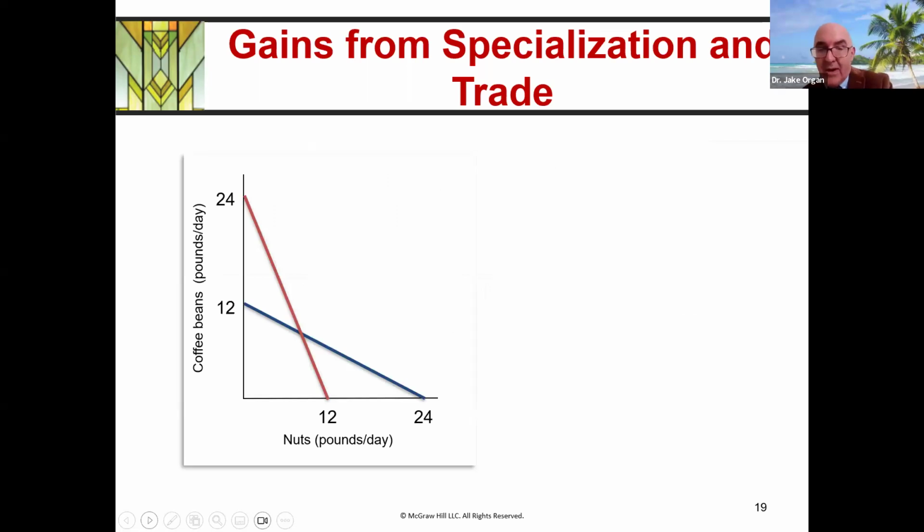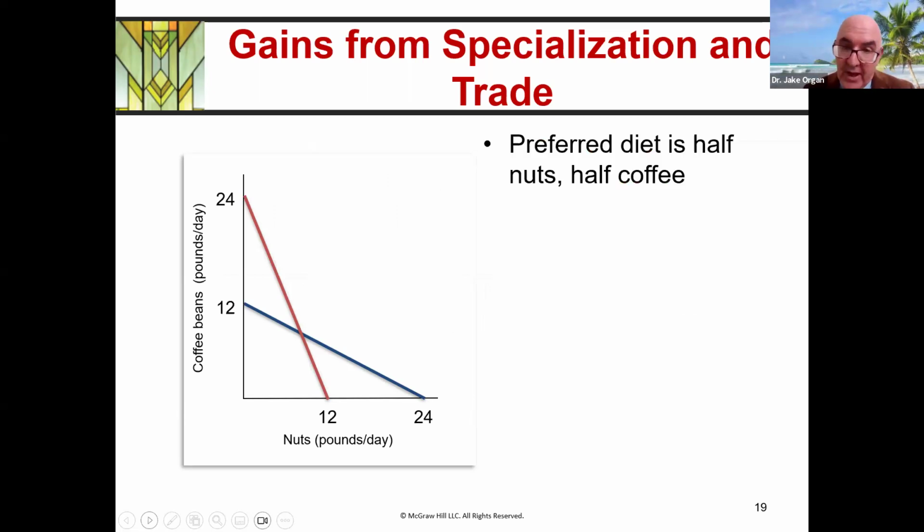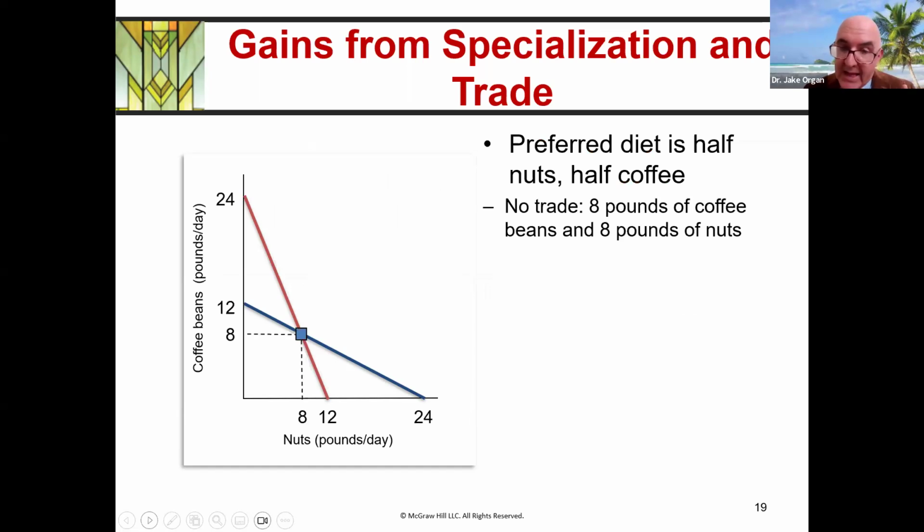So it goes from this situation, and remember, let's say like 12-12, which would be, if you took a line from the 12 coffee beans and then go down to 12 nuts, that would be an unattainable point for either Tom or Krisha. But because with no trade, each is going to be able to have about 8 pounds of coffee beans and 8 pounds of nuts, and the total output is going to be about 32 pounds.